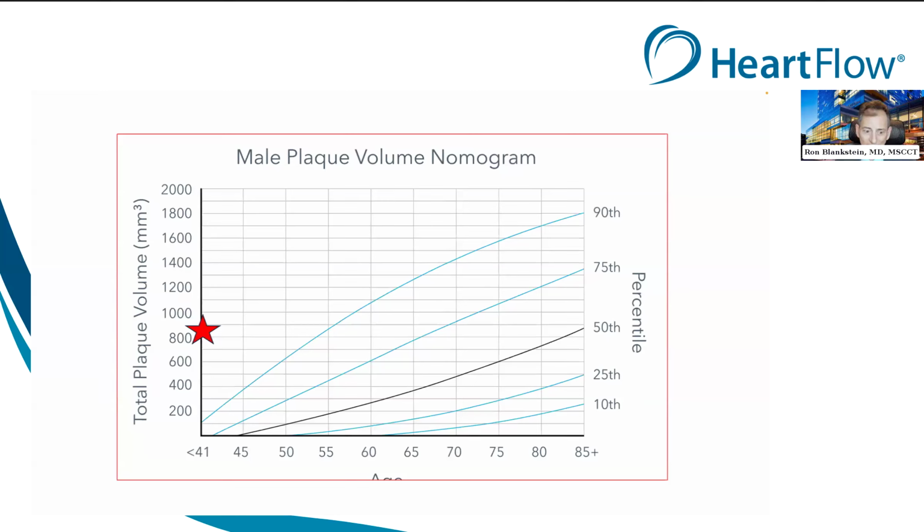Now, of course, he's less than 40, so he's off the chart. And if I put this red star for his amount of plaque, which is 800 cubic millimeters, we can see he's like way above the 90th percentile. In fact, if you are young, even having more than 100 cubic millimeters of plaque would put you above the 90th percentile. He, of course, has tenfold the amount that would put him at the 90th percentile. So, extensive amount of plaque.